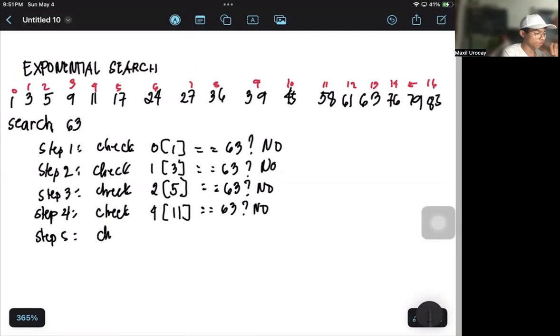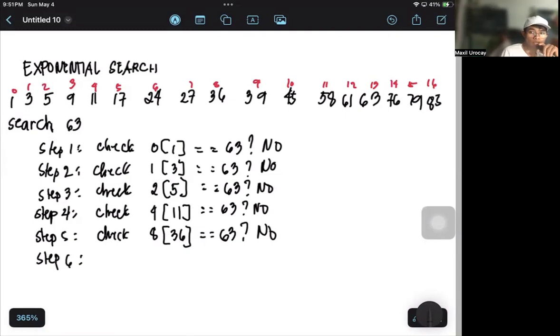Step 5. Check 4 times 2 is equal to 8. What is at index 8? That is 36. I'm sorry, let me write it clearly. 36, is it equal to 63? No, still. So you have to proceed with the step 6.